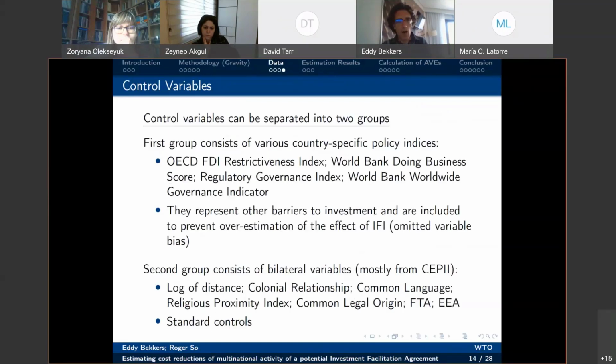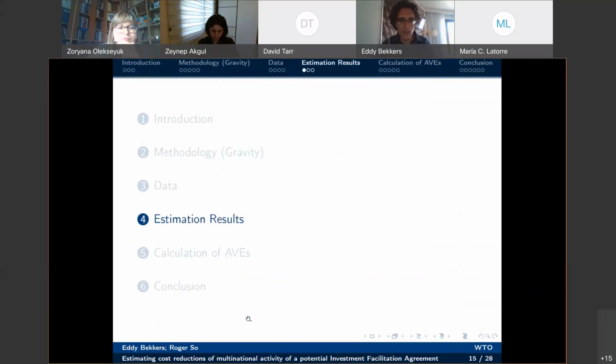this approach seems to be more solid. Okay, so then, this is relatively standard, although maybe one thing here: we do include a relatively large number of control policy variables like FDI restrictiveness, World Bank Doing Business, and the regulatory governance index, so as to prevent as much as possible that this IFI is capturing variation in other types of policy environment. And so that we really capture the residual variation after controlling for other variation in the policy environment. And then the bilateral variables are relatively standard.